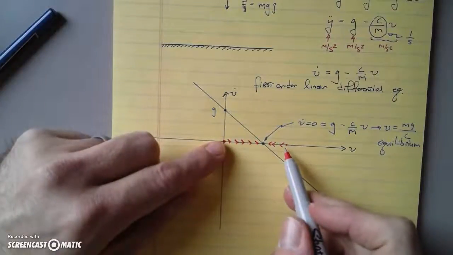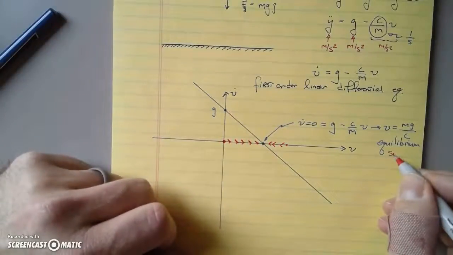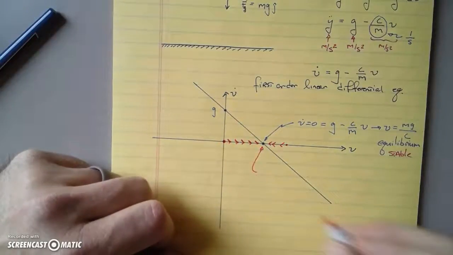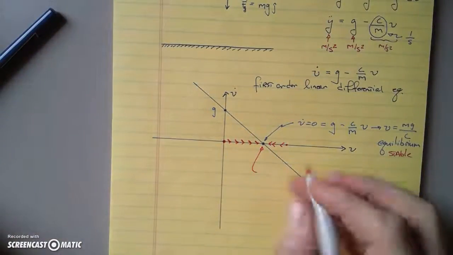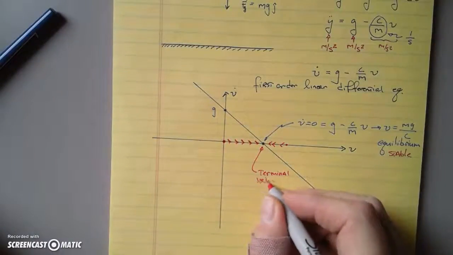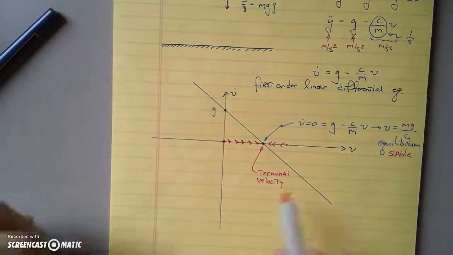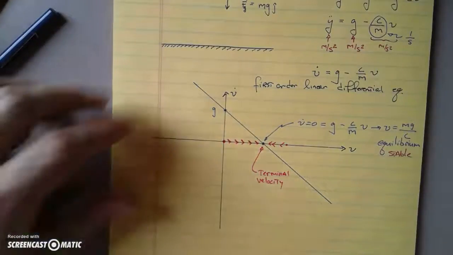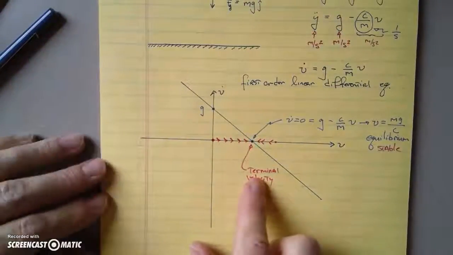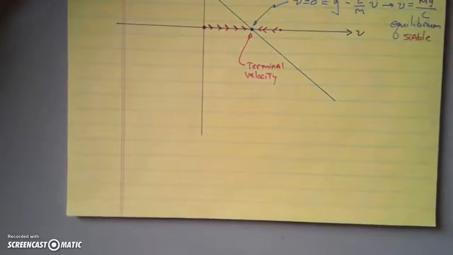What does this look like? Neighboring points are drawn inwards. That's stable. This is a stable equilibrium. And in fact, you've probably heard of this before. It's terminal velocity. So when you jump out of an airplane, and if you do it high enough, at some point you stop accelerating. You're in equilibrium between gravity and air resistance. We can use this to sketch solutions, even though we can't solve the differential equation yet.